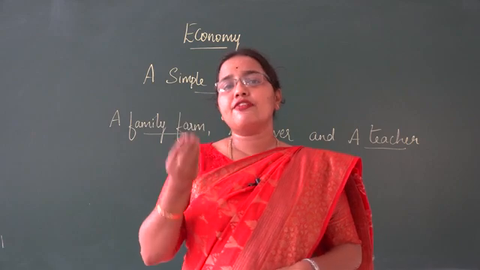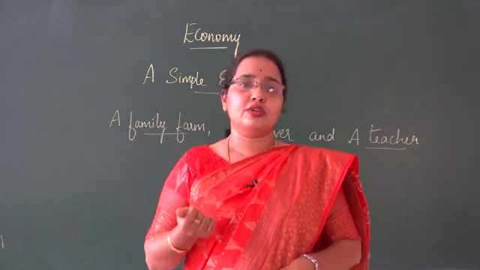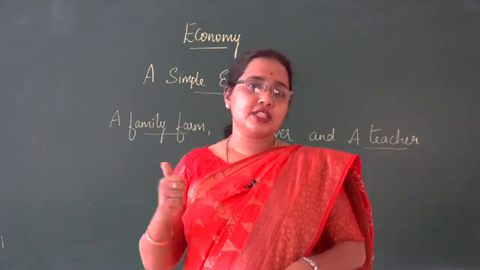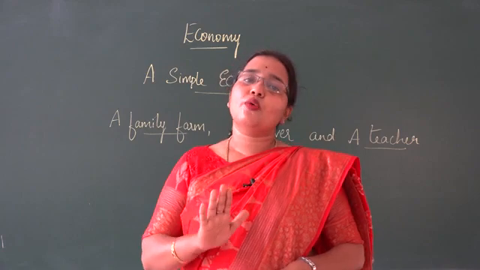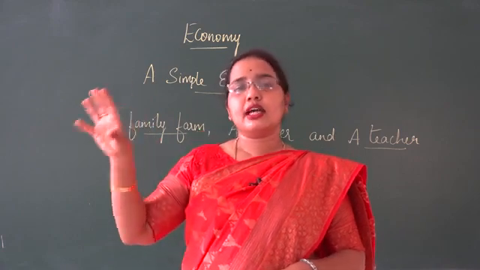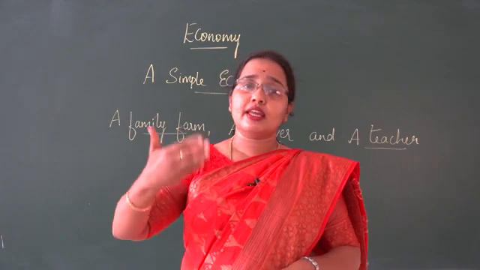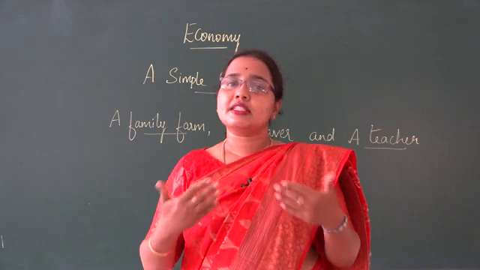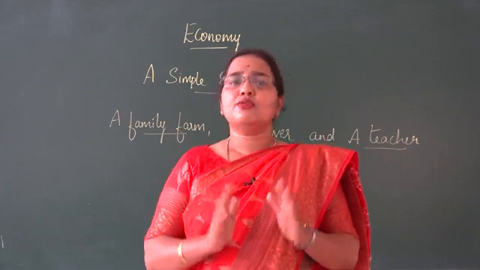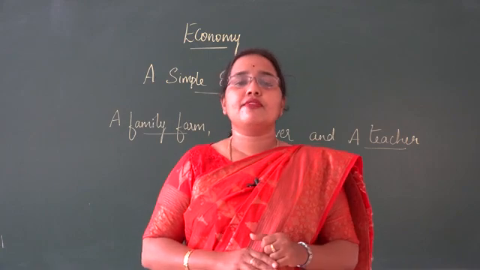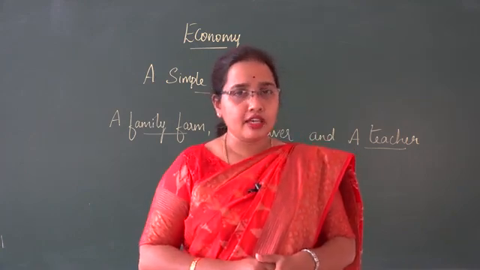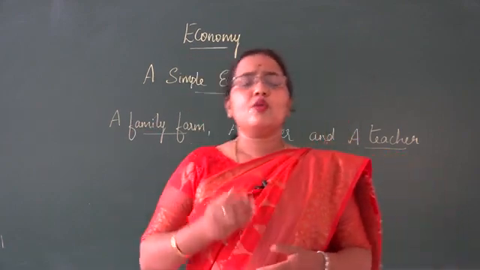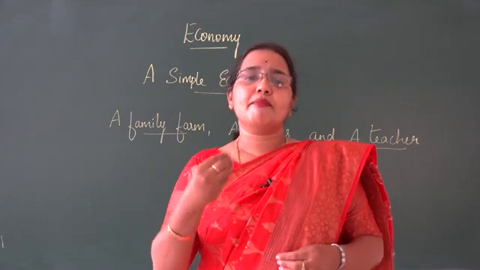But of course, every individual, every decision making unit, has some resources with which they can produce some goods and services. In order to understand how every person is involved in one or the other economic activity, how they generate income out of that, and how they fulfill their needs out of that, to understand the working of a simple economy, we have taken three important decision making units, which I have quoted here. The first is a family farm.